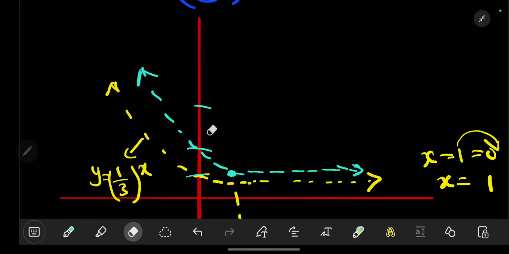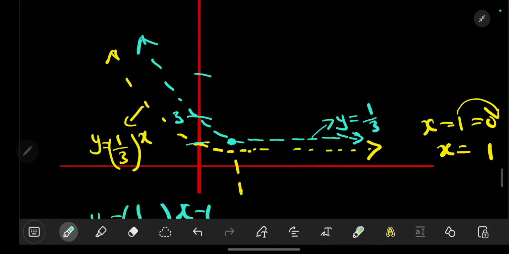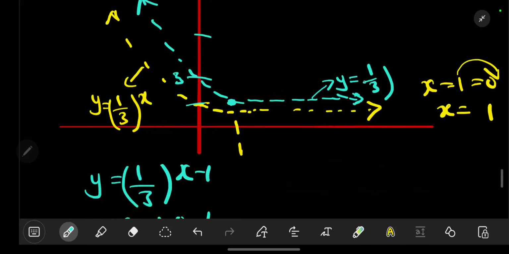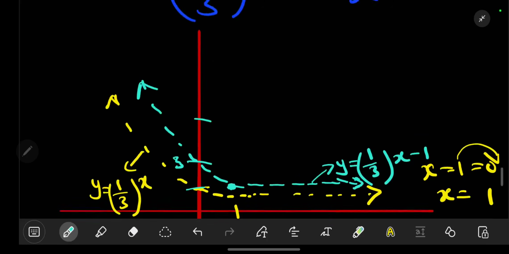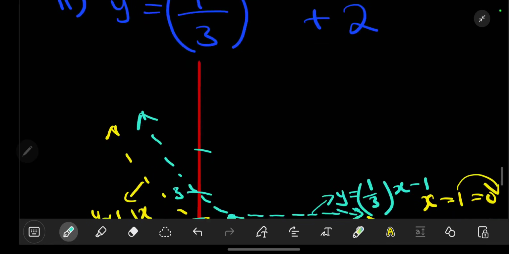So we are going to have something like this. Oh, we were finding the intercepts for this equation. So our 3 is here, and this will be our y. I need the best place to label it. So we have y equals 1 over 3 to the power of x minus 1 like that. Then finally we add 2.